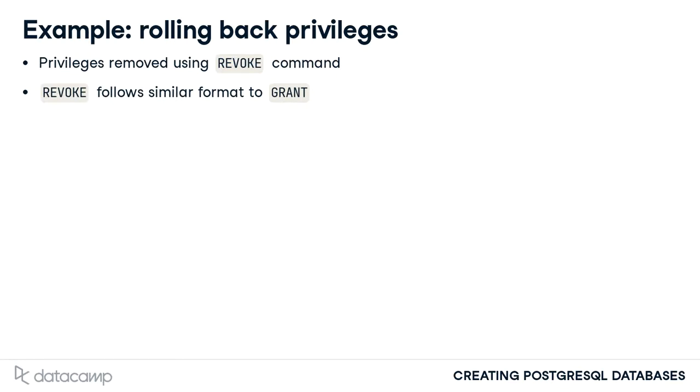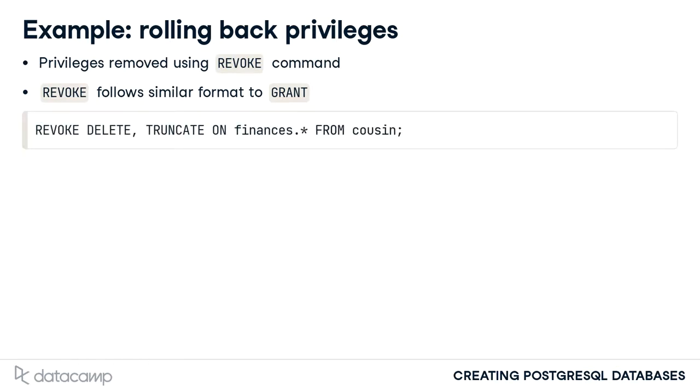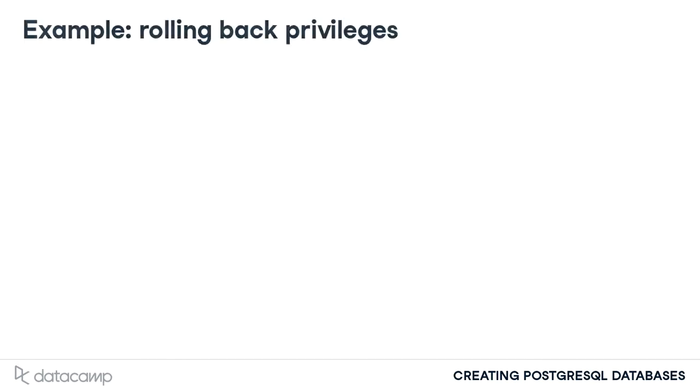For instance, to remove the cousin user's ability to delete records and truncate tables, the revoke command displayed here can be used. After executing this command, the user will no longer be able to remove any data from the finances database. After further consideration, it occurs to you that your cousin should not be inserting new data into this database. Being able to read from this database using select statements is sufficient for learning purposes.